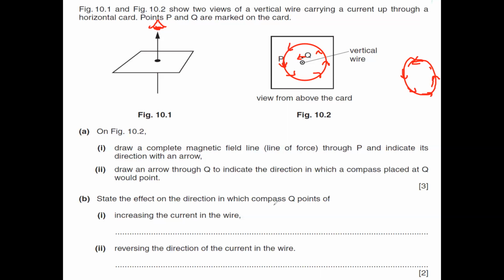State the effect on the direction in which the compass Q points. If we increase the current, there will be no change or no effect. But if we reverse the direction of the current, it will point opposite to the original direction. Like if it was pointing first towards the left, now it will point towards the right-hand side.